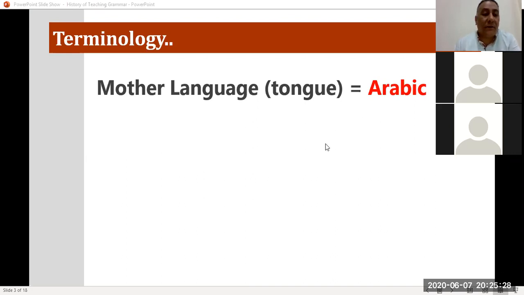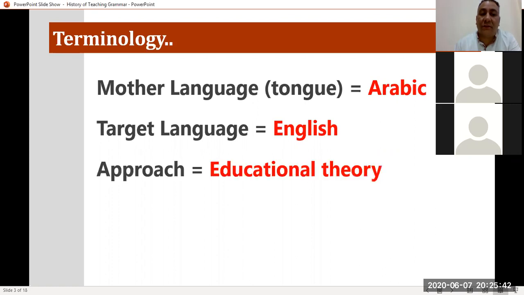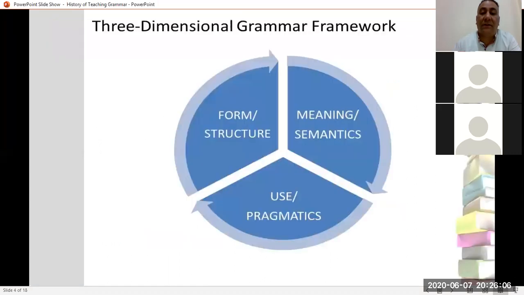Go on with the terminology. If you find target language, what's our target language that we teach? English. Approach, what is the approach? It's educational theory. Three dimensions of grammar: form, meaning, and use. They are the three dimensions of grammar, and we are going to handle that now. The three-dimensional grammar framework.